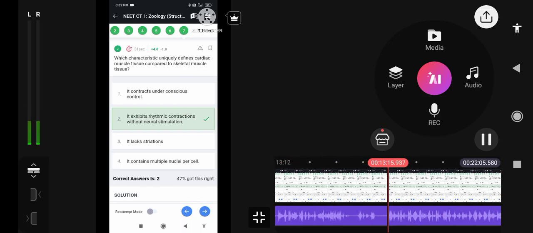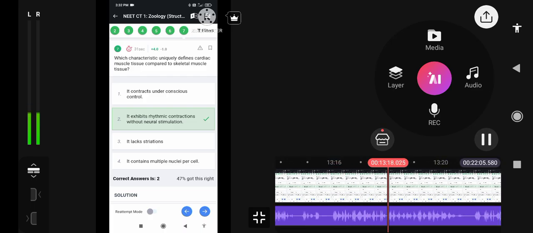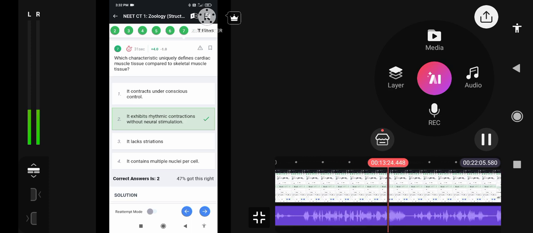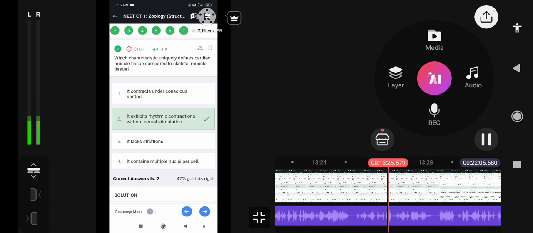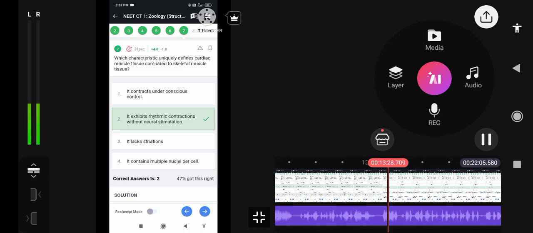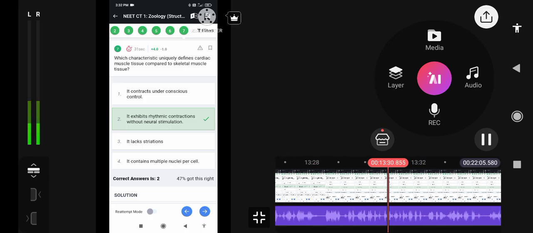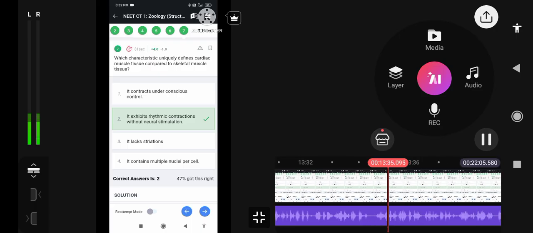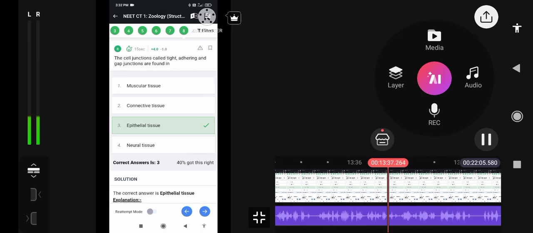Next question: which characteristic uniquely defines cardiac muscle tissue compared to skeletal muscle tissue? It exhibits rhythmic contraction without neural stimulation. Yes, this is correct. It lacks striations? No, cardiac muscle has striations. It contains multiple nuclei per cell? No, it contains only one nucleus per cell. Multiple nuclei per cell is present in skeletal muscles. Smooth muscle also has one nucleus per cell.